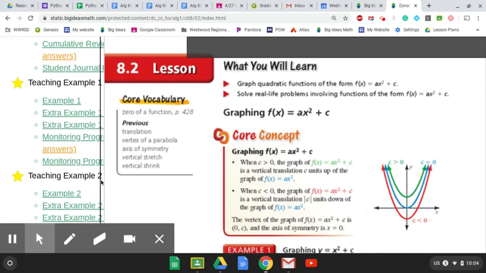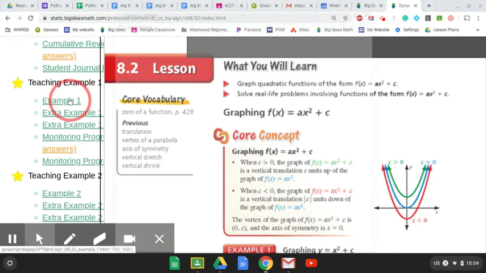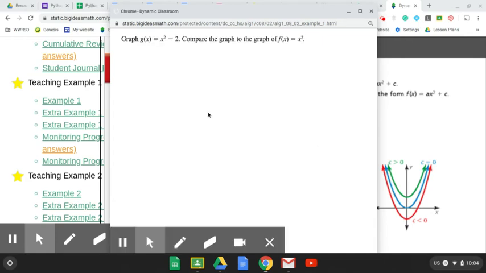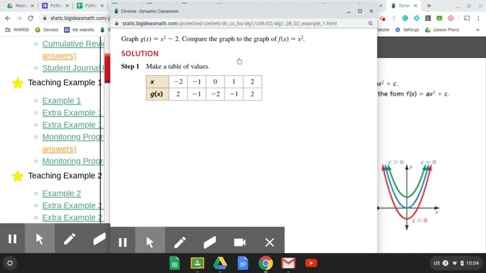Let's take a look at example 1. In example 1, we're going to graph a function that has x squared plus c. So there's no a in front of this one. I don't have to worry about the a. Let's just worry about this minus 2, which is our c. And then we'll compare the graph to the parent function. So to graph this, we're still going to make a t-table of values.